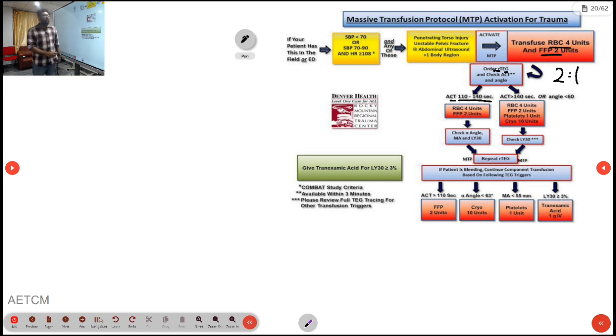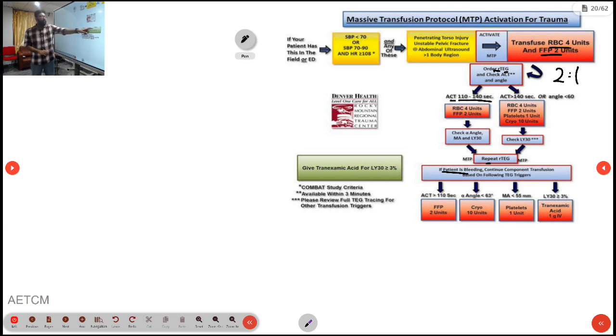When we repeat the RTEG, basically, the activated clotting time you can't find out in routine TEG, right? You'll only know R, K, alpha. Actually, in RTEG we can find the activated clotting time. Yes, in trauma cases we can see the activated clotting time.